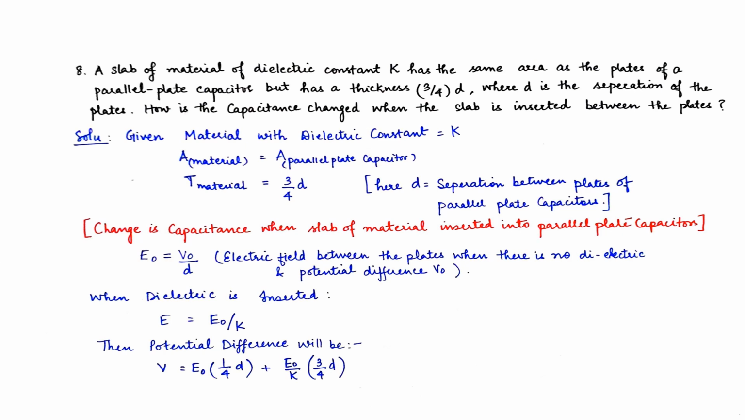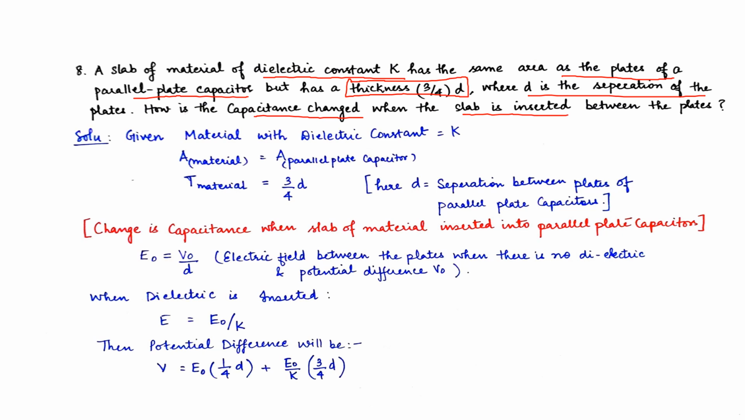Hello students, today we will solve one more question in this class, and the question states that a slab of material of dielectric constant K has the same area as the plates of a parallel plate capacitor but has a thickness of 3 by 4 D, where D is the separation of the plates. How is the capacitance changed when the slab is inserted between the plates?